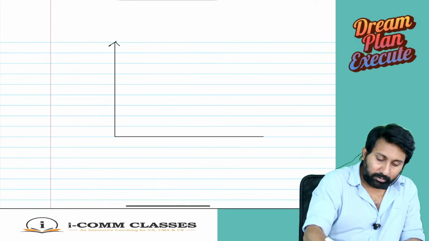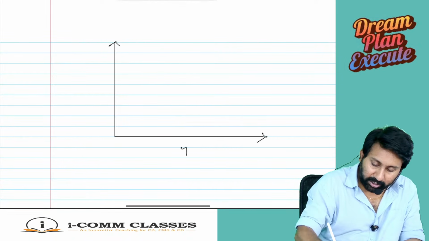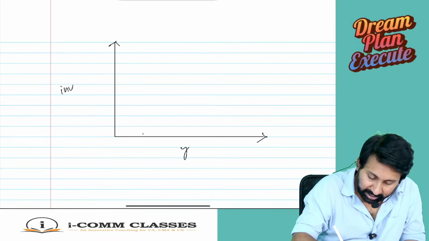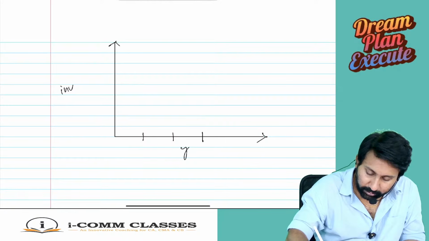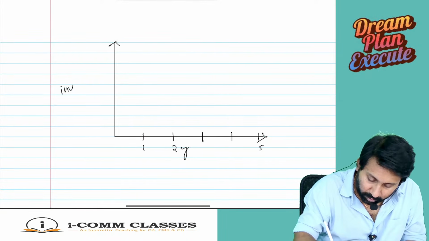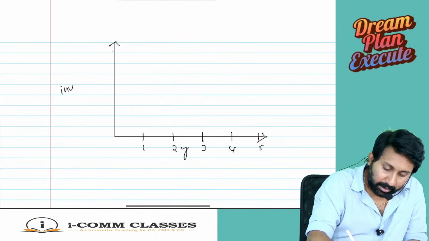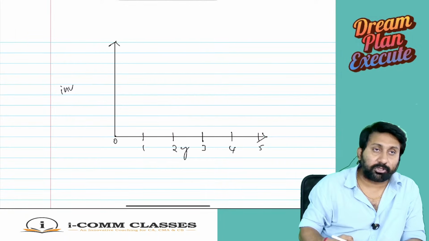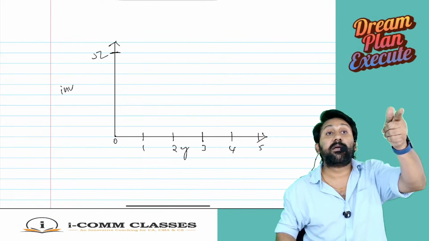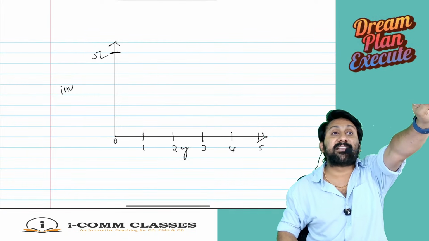You will tell now. Tell me. X-axis, what should come? Y-axis, what should come? Tell me how many years? 1, 2, 3, 4 and 5. Correct? Like that. Tell me. Today, year 0, how much am I making as investment? Loudly. Now I will ask a question. Please answer.